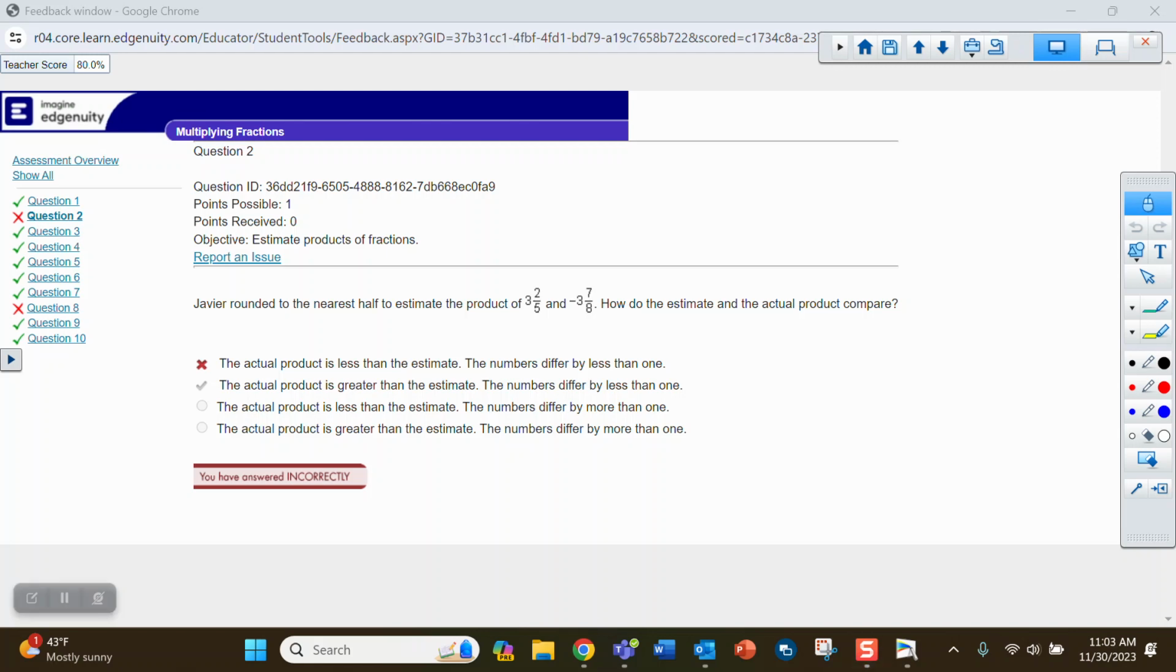Hey, Tristan, I have that question here you asked about. So this one is talking about estimating the product, and they're going to use half, rounding to the nearest half.